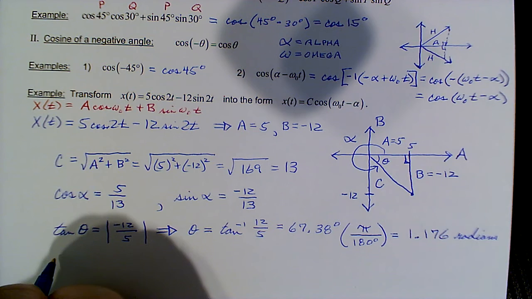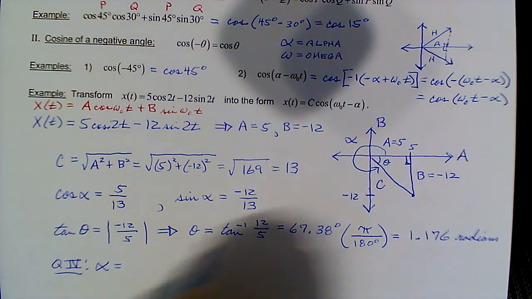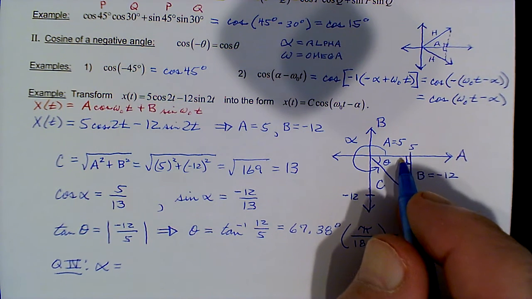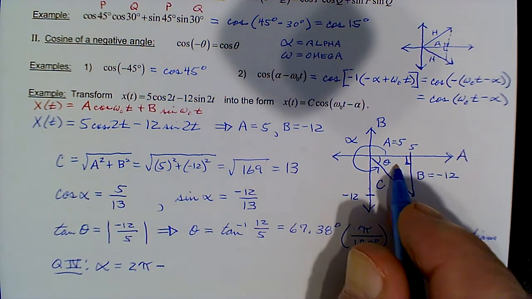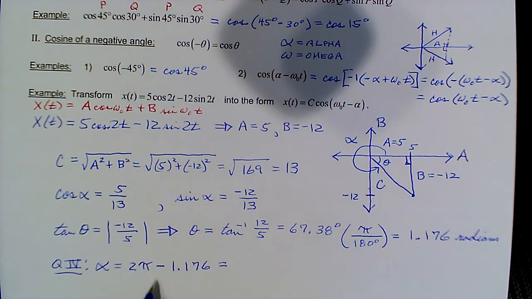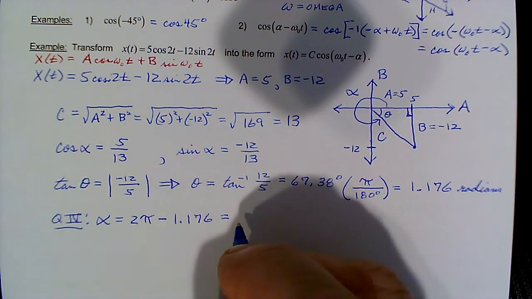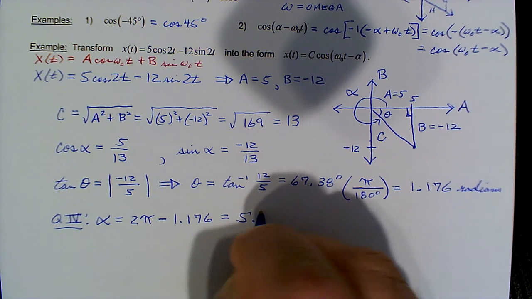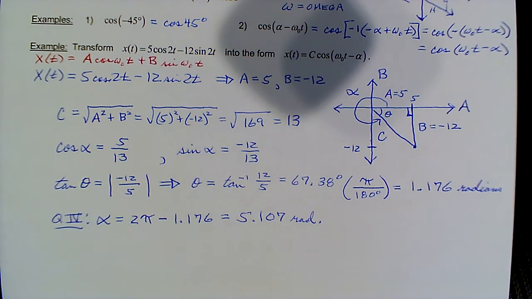So the angle alpha, since we're in quadrant 4, is going to be found by taking 360, or 2 pi, because we have to be in terms of radians, minus theta. So minus the 1.176. And pi you want to express as 3.141592, etc. Use pi on your calculator to ensure accuracy. To 3 decimal places, 5.107. And again, that's radians.